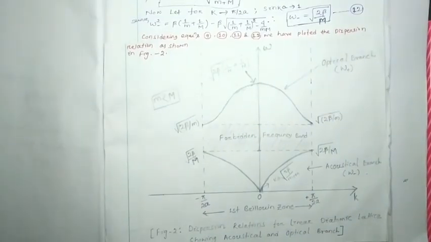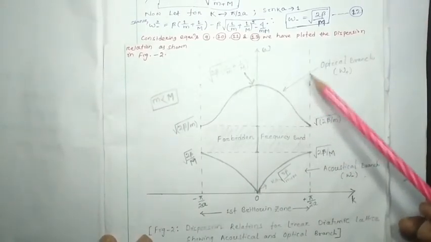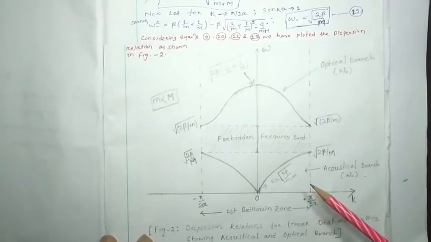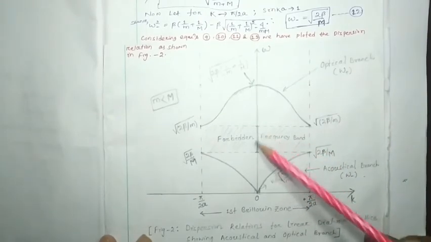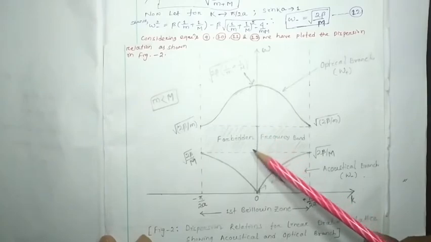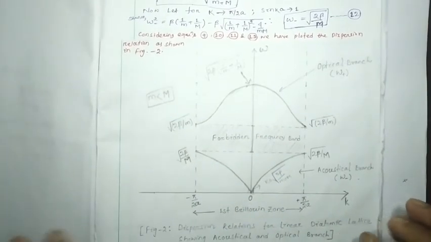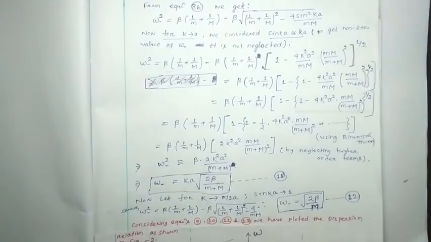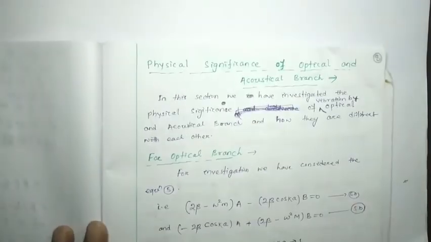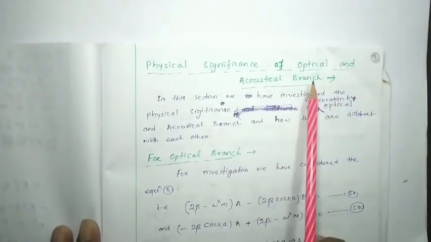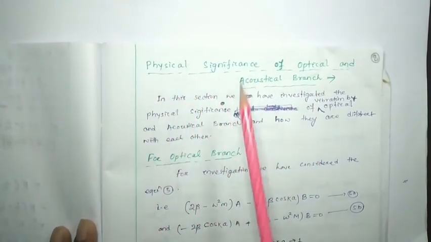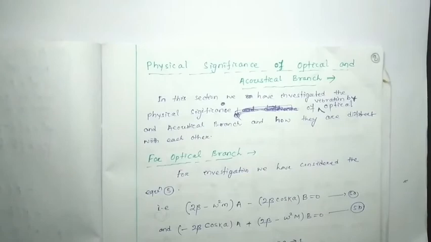From the mathematical derivation we found two branches of vibration, an optical branch and an acoustical branch, and in between them a frequency band that is not considered, called the forbidden band. Now we are going to analyze the meaning of the optical and acoustical branch. You can put the heading: physical significance of optical and acoustical branch.